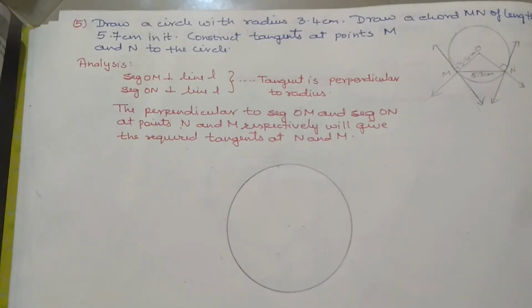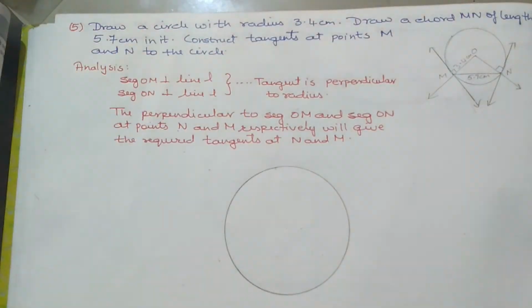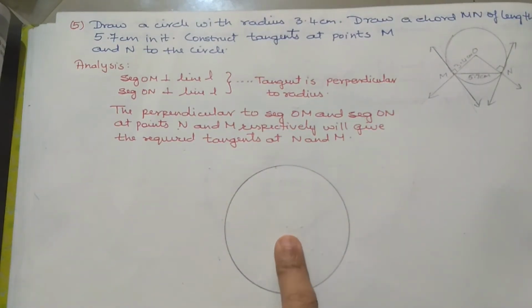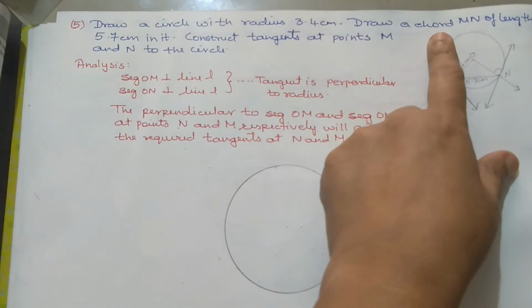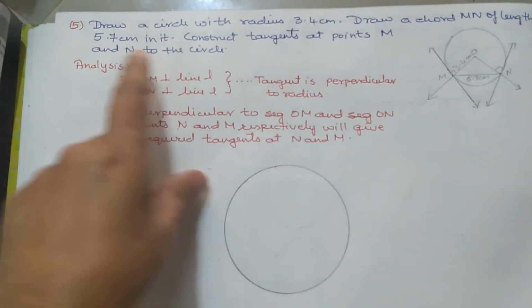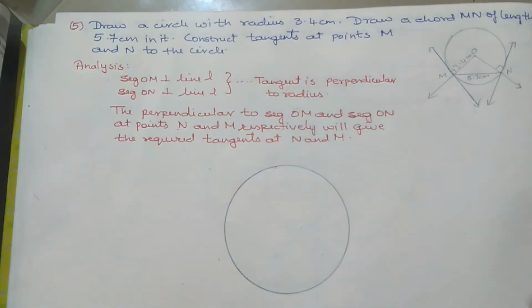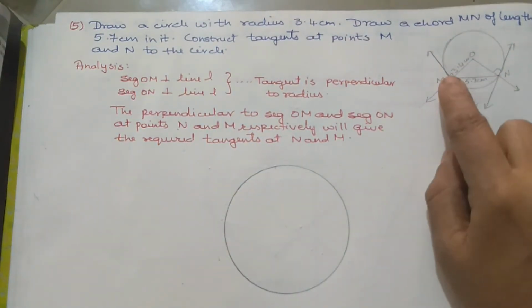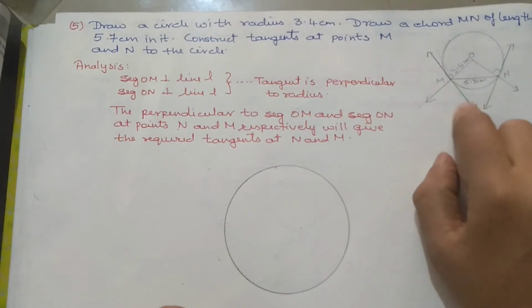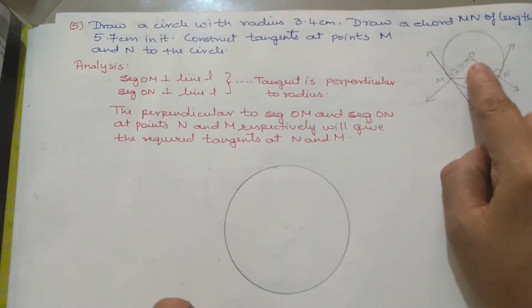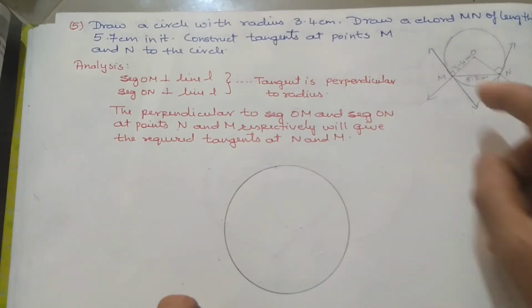Now fifth sum, you have to draw a circle with radius 3.4 centimeter. I have already drawn the circle with radius 3.4 centimeter. Then you have to draw a chord MN of length 5.7 centimeter in it and construct tangent. Means you have to draw a chord over here and MN, and from M also you have to draw a tangent, and from N also you have to draw a tangent using the center. So using the center of the circle we have to draw this tangent.